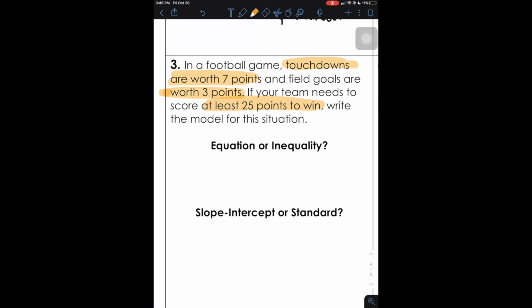So, is this an equation or an inequality? It says we need at least 25 points to win. So we could have 26 points and we could win. We could have 27 points and be a winner. So we don't need just 25 to win the game. We just need to have at least 25. So not exactly 25, but at least 25. That to me signals that this is going to be an inequality again. And we can write again what those symbols mean: greater than, and less than.